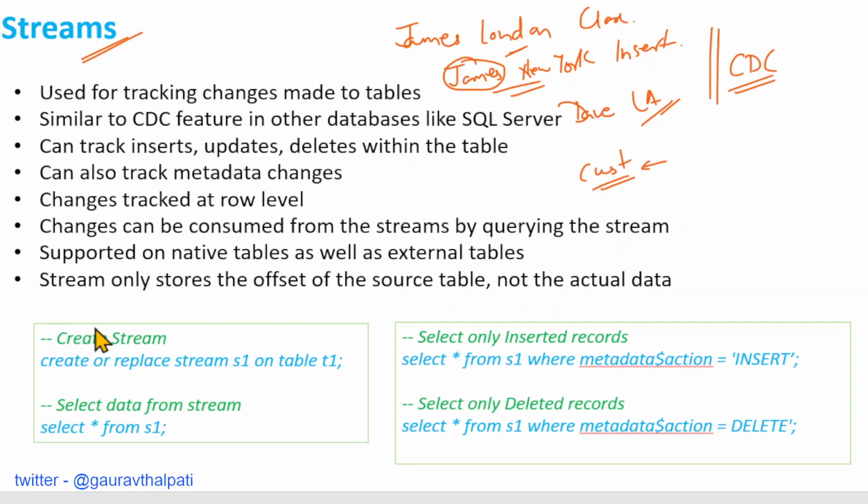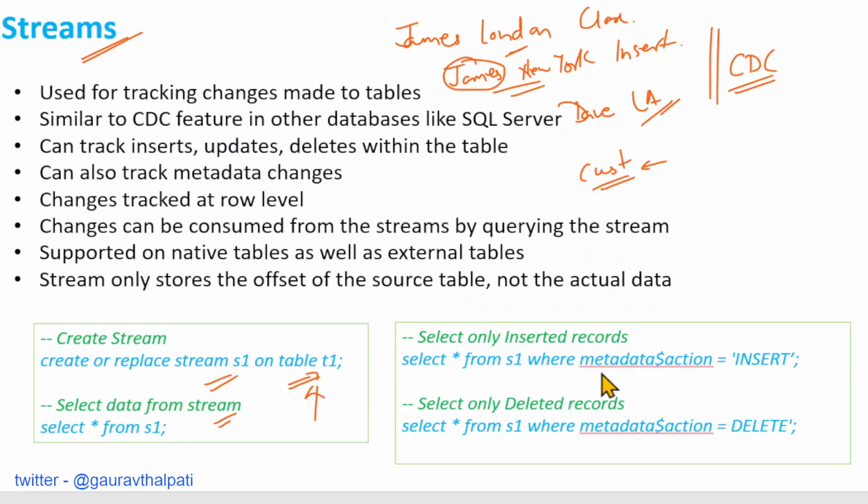So how do you create a stream? This is the syntax. You can create or replace a stream on a table. You have to give the stream name and the table name on which you want to create the stream. After that, you don't really have to do anything to populate the stream. It will be done automatically. So if something gets inserted in T1, that will get reflected in the stream. If you do a select star from the stream, you should be able to get this.